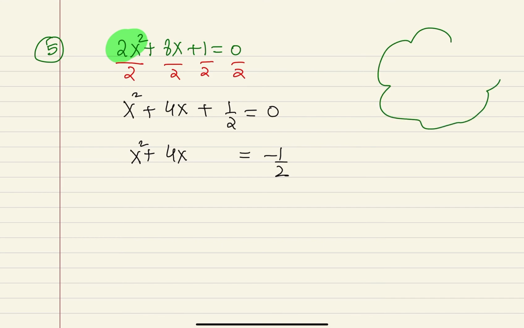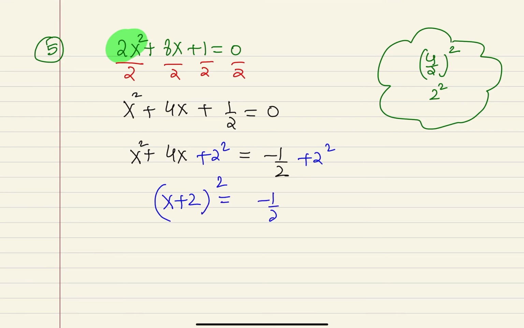Now I'm thinking about the middle term is b, which is 4. If I cut it in half and square it, that is just going to be 4 divided by 2 is 2, 2 squared. So we're going to go ahead and add 2 squared to both sides. Turns out to be x plus 2 squared equals negative 1 half plus 4. x plus 2 squared equals, we do need the common denominator, which is going to be 8 minus 1, 7 over 2. It's time to go ahead and take the square root on both sides.